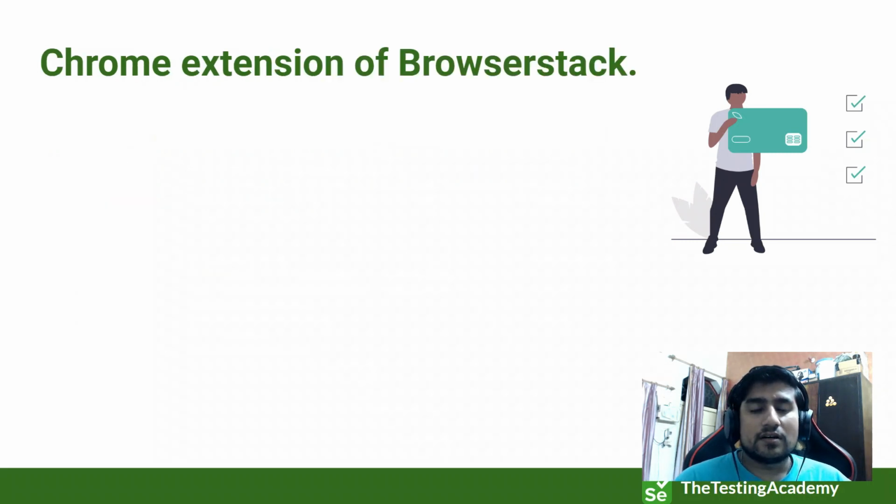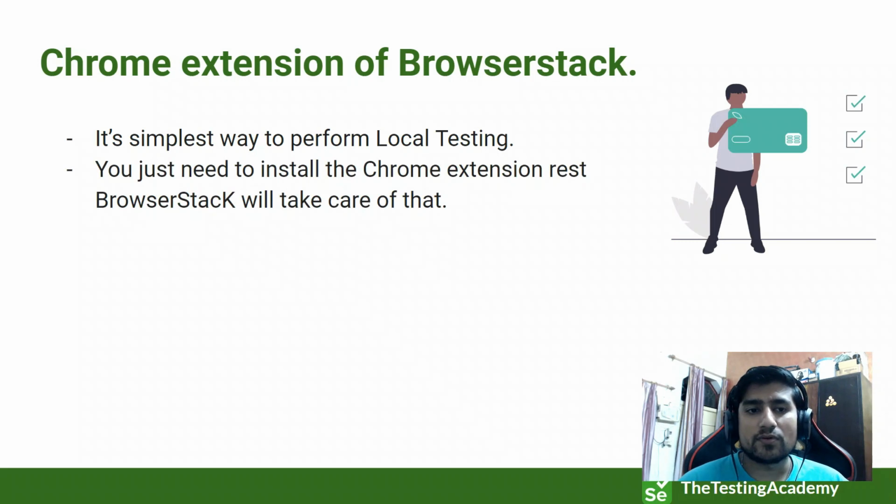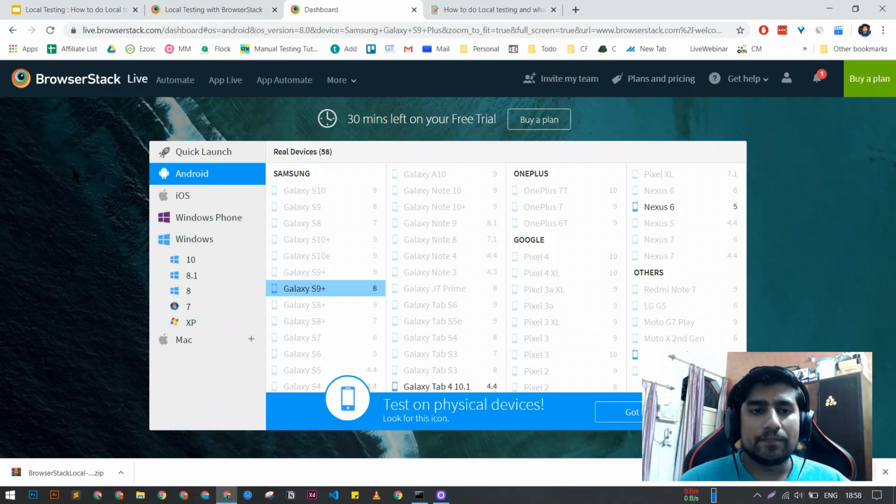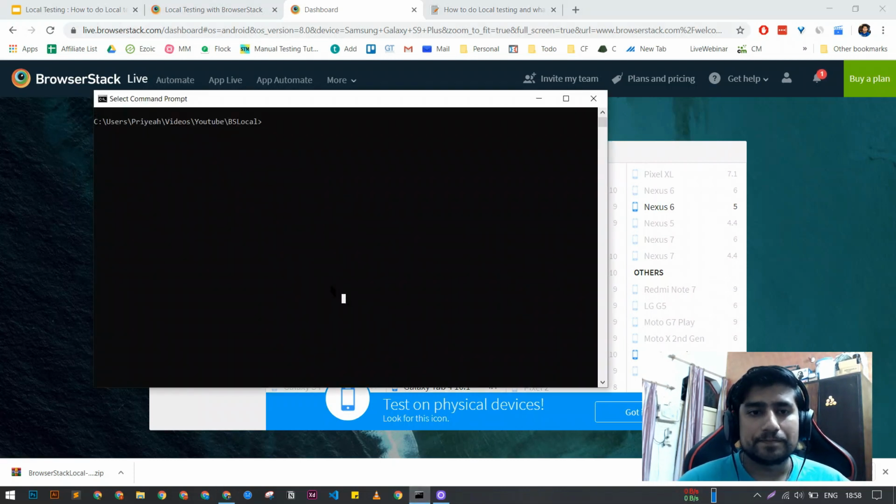So let's see how you can use it. The first way is the Chrome extension, which is the simplest one to perform local testing. You just need to install the Chrome extension, and it's very simple to use. So let me show you how it's done. I am at the platform right now, and let me run a server.